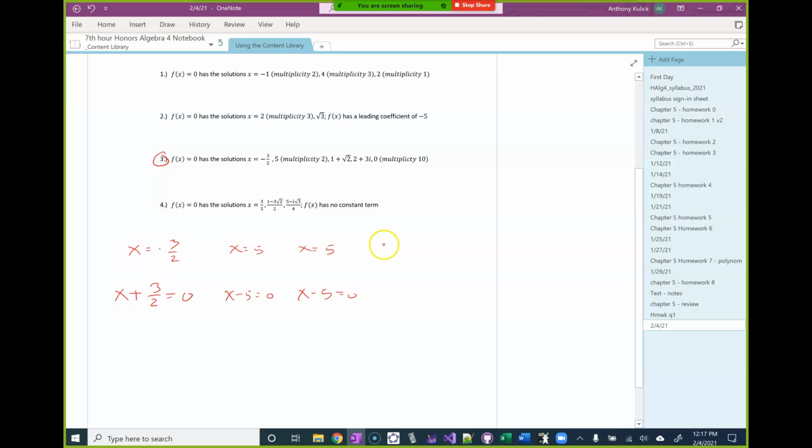And then I have x equals 1 plus root 2. So again, I'll subtract that over, and I'm going to think about that as one big chunk. Now, because I have that one, I know that because of the irrational conjugates theorem, I also have to have its conjugate, which I'm also going to subtract over.